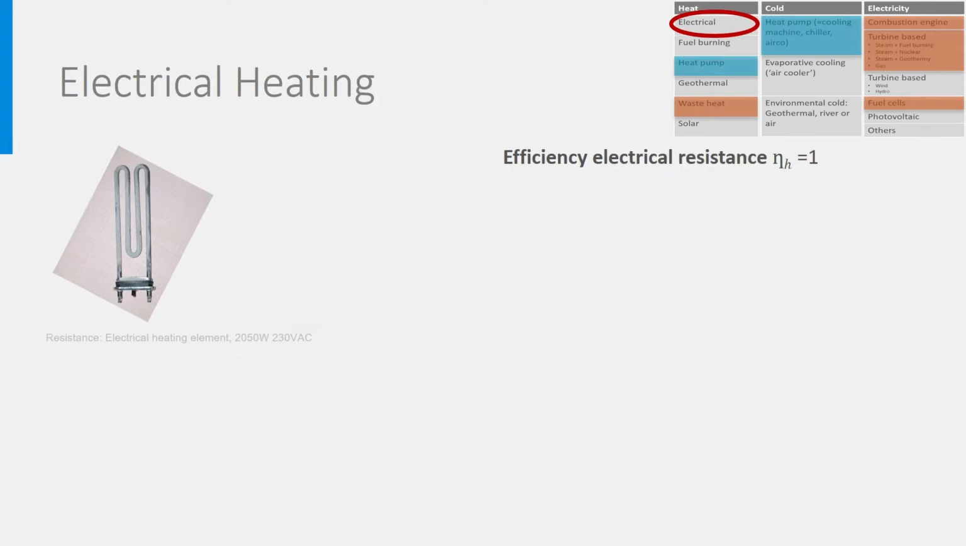Let's now look at electrical heating. Basically, the principle of electrical heating is very simple. If electricity runs through a resistance, like the one on the picture, it is fully converted to heat, meaning that the efficiency of an electrical heater is 1. That is what happens in your iron, for instance.